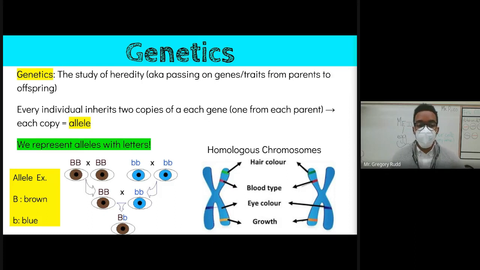Some people have blue eyes. Some people have green eyes. So these are all determined by the same gene. They're all determined by the gene for eye color, but there are different possibilities, different variations. We call those variations alleles. It's a weird word to say. Allele, allele.